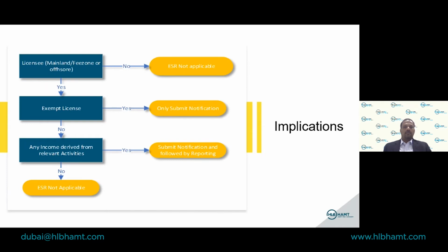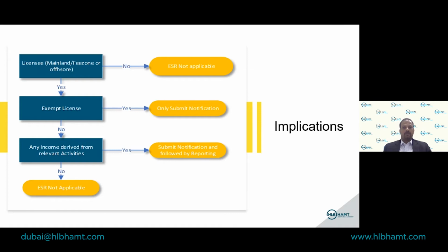And now, if you see the implications of the new regulations, this is a flow chart which shows what the implication and the consequence are. So for a licensee in the mainland or in a free zone or any offshore, if you do not have a license, then of course ESR is not applicable. If you have a license, then make sure whether you have an exempt license or not. If you are running with an exempt license, as we discussed in the previous slides, you only have to submit a notification. Reporting will not be applicable.